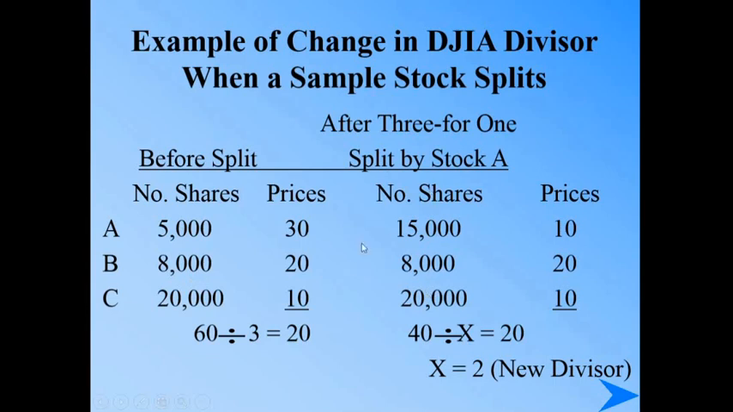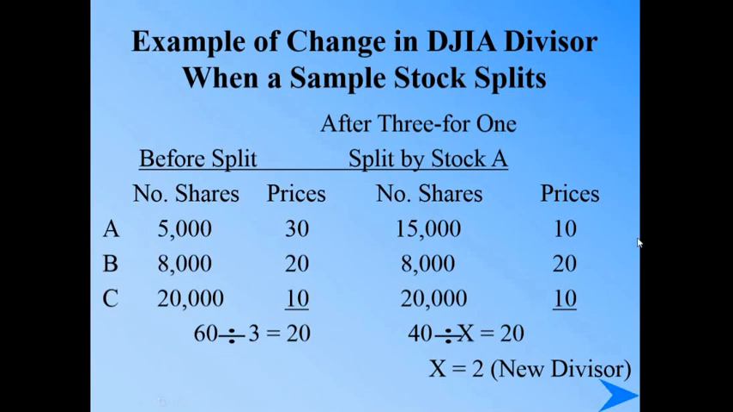Now let's suppose no economic activity has taken place, the price of this stock will drop to 10, because the number of shares increased from 5,000 to 15,000, a 3 times increase, so the price will decrease from 30 to 10. It will be divided by 3. The number of shares is multiplied by 3, the price divided by 3. So the new sum that we will get is 10, 20, and 10, which is 40. Now remember, if we still divide it by 3, the answer will be around 13.33, and it will show that the index has performed very poorly.